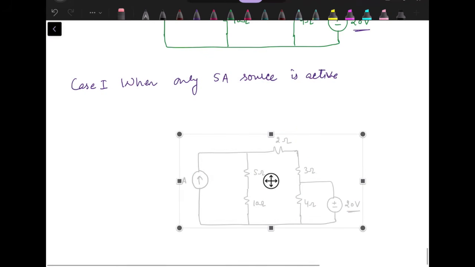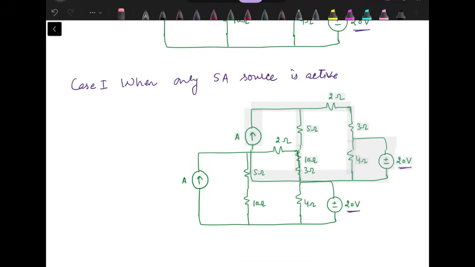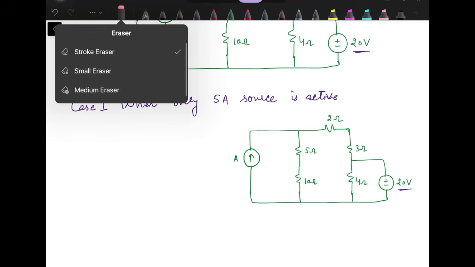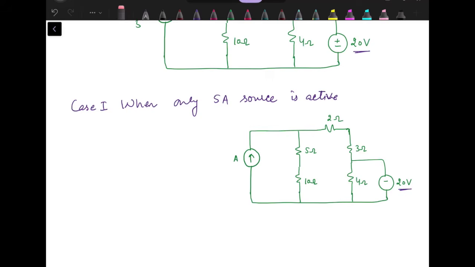So let's replace this voltage source by a short circuit. Here we have the voltage source, which is replaced by a short circuit. Now this short circuit is in parallel with the 4 ohm resistance. Short circuit means zero resistance. 4 in parallel with 0 means the equivalent is 0.